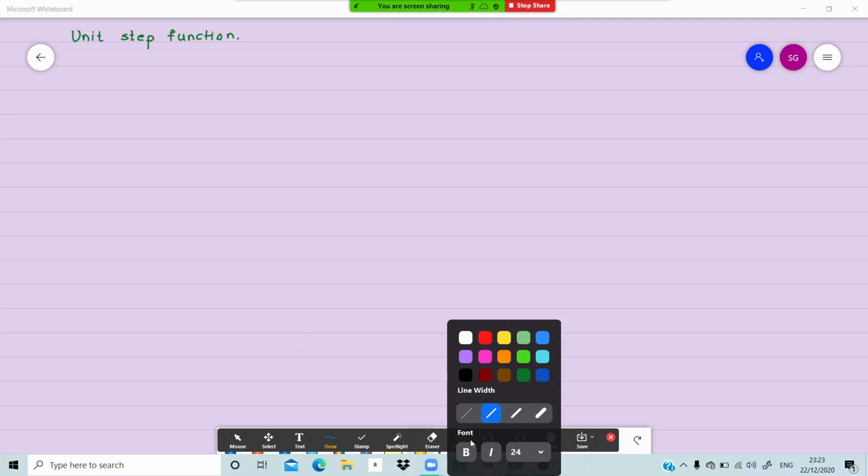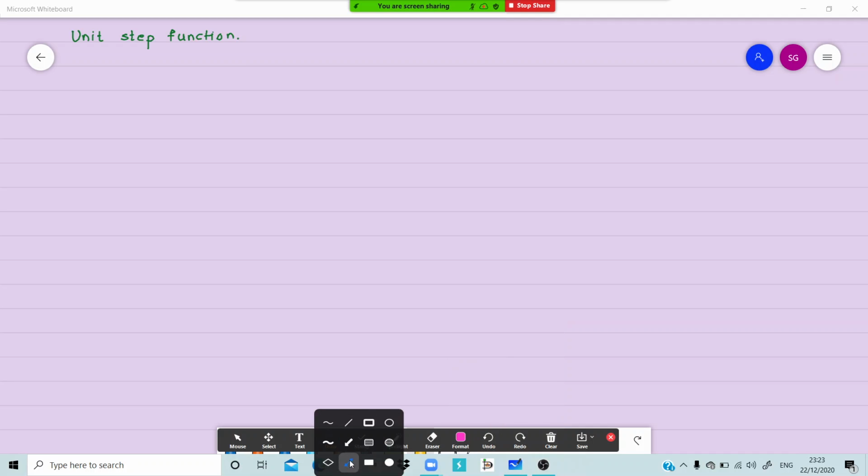So unit step function means what? Magnitude is 1, right? For all instances, all instantaneous values are 1. So for this it is 1, for this it is 1, for this it is 1, right? And it will continue till infinity. This is k, and we used to represent it by u(k), u of k.